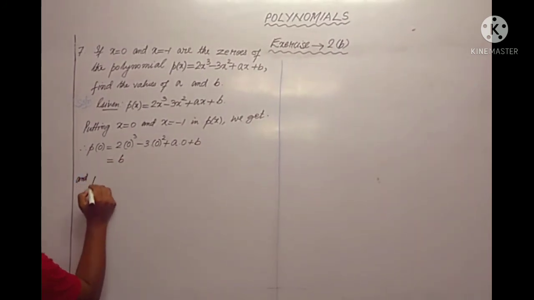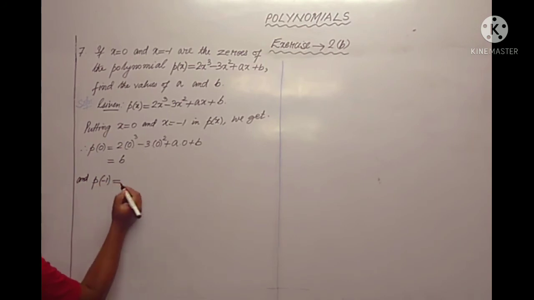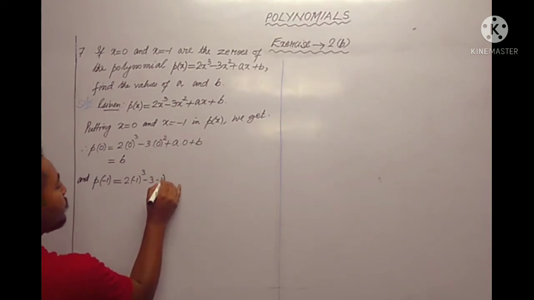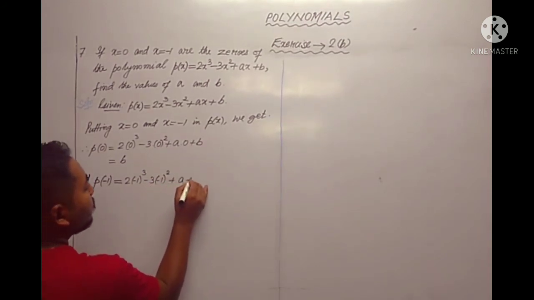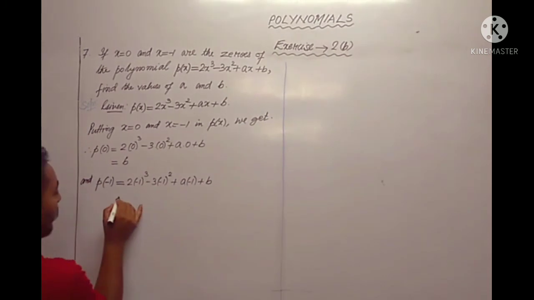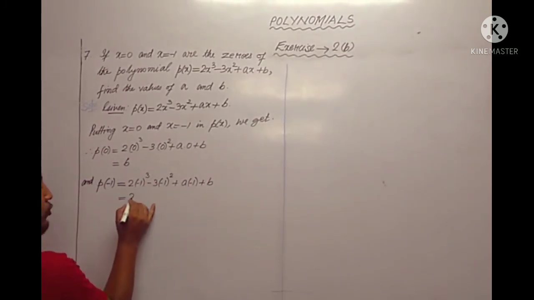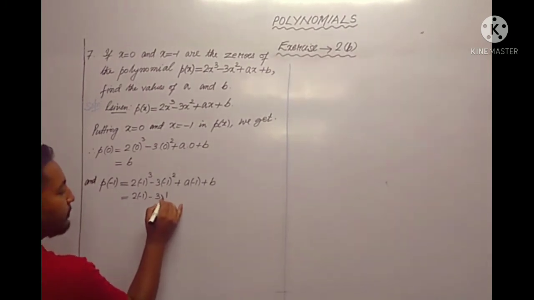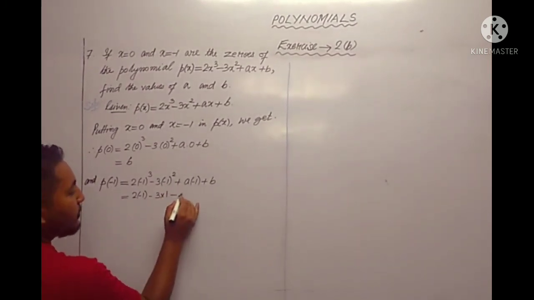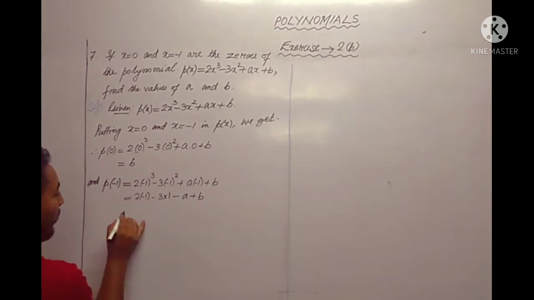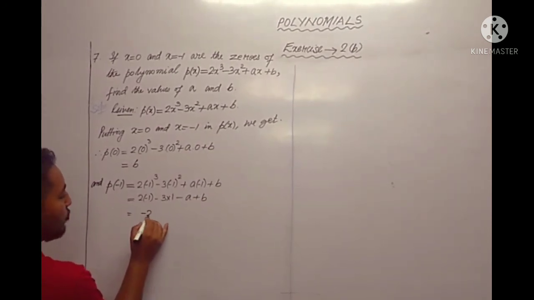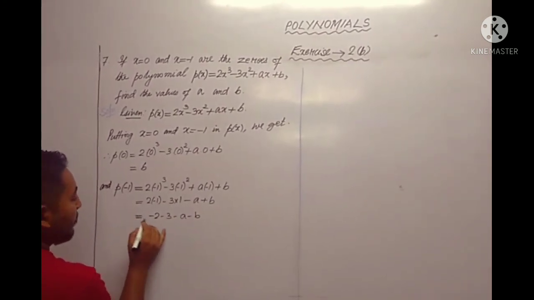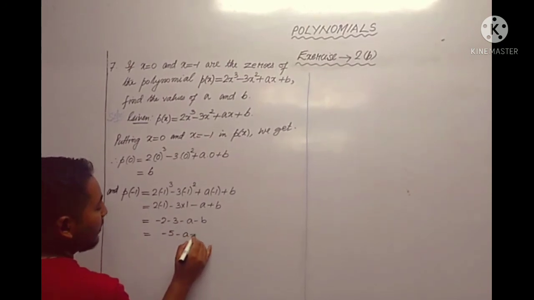And p of minus 1. Now put minus 1 in place of x. 2 into minus 1 cube, minus 3 into minus 1 square, plus a into minus 1, plus b. What do you get? Minus 1 cube means minus 1. Minus 1 square means 1. Plus into minus, minus a plus b. So you have 2 minus 1s are minus 2, minus 3, minus a, plus b. So you will have minus 2 minus 3 will be minus 5, minus a, plus b.